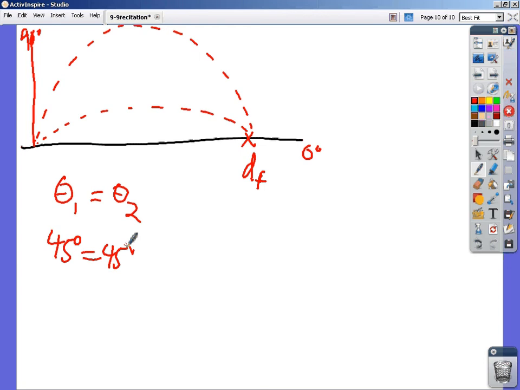So now we're doing 90 plus what? Yeah, they're complementary angles. Now there's some trig that you can do to get into that, but it's just not worth looking at.